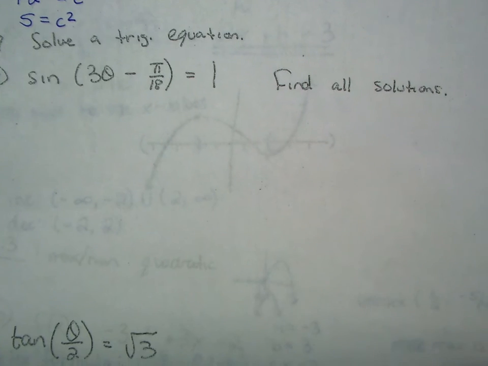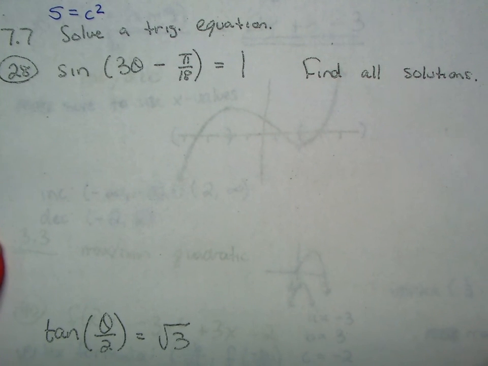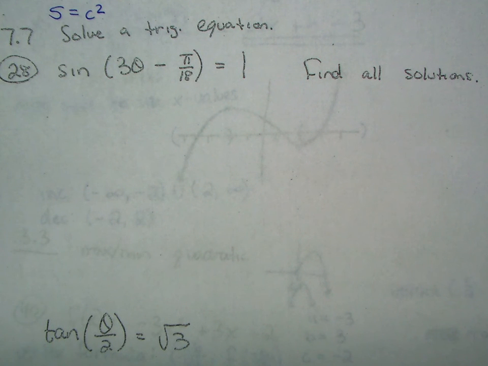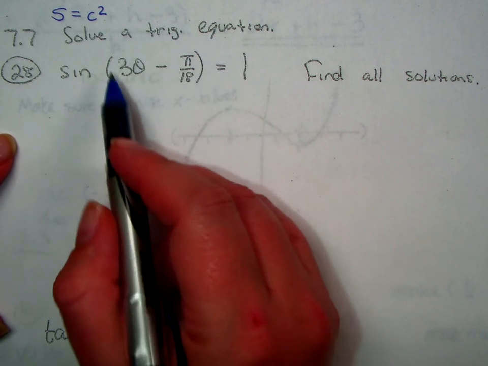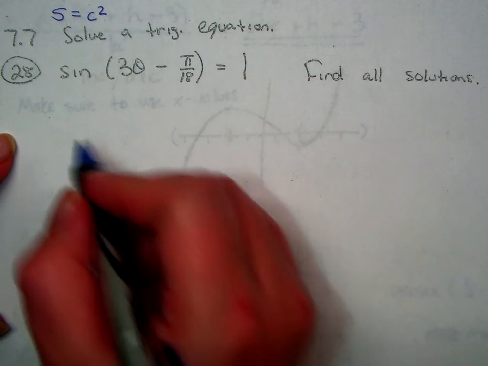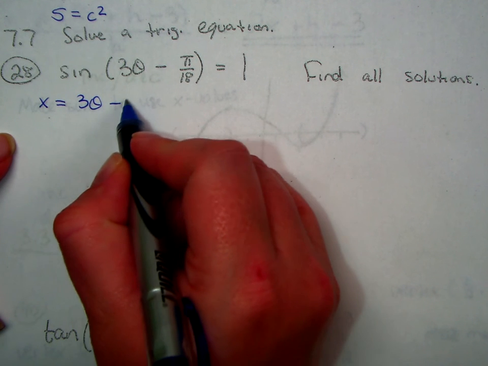All right, solving a trig equation. You can find all the solutions between 0 and 360. You can list solutions. You can find a general formula for all the solutions. Chances are it's going to be a general formula type question. So let's solve this one. First, I've got lots of things going on in this argument, so I'm just going to let x equal that argument for a moment.